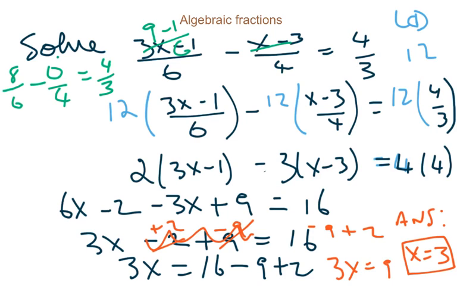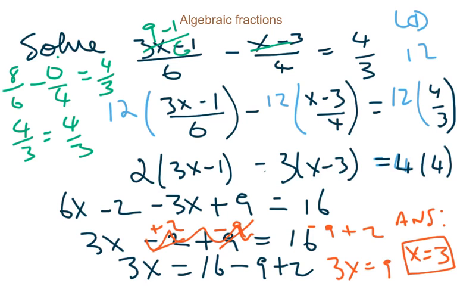Well, 0 over 4 is 0, and 8 over 6, if you simplify it, is equal to 4 over 3. So you get 4 over 3 is equal to 4 over 3. And indeed it is. So when you do this, you're going to get the value x equals 3, which is correct. You've now solved it. There's one more of these.